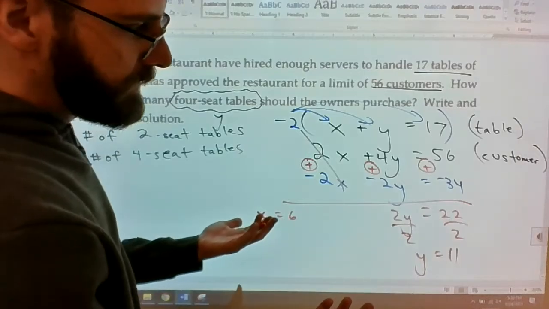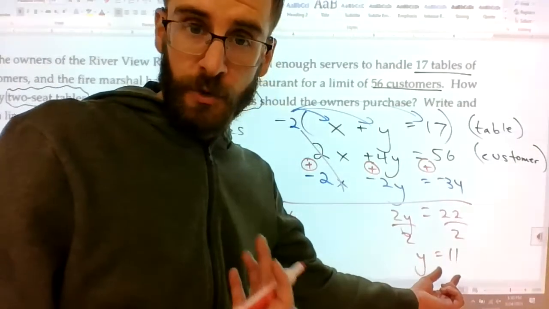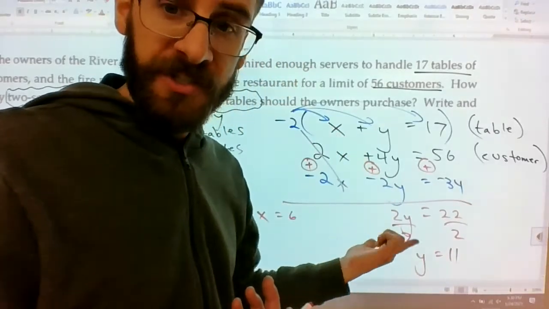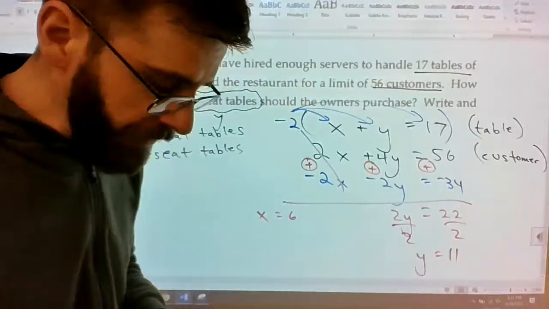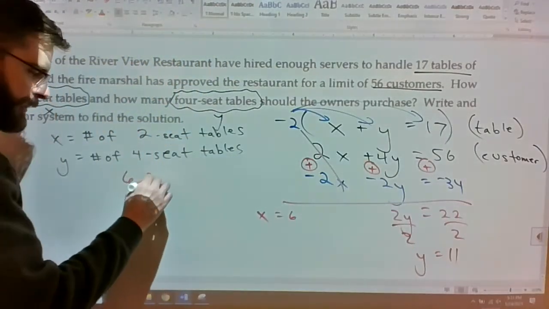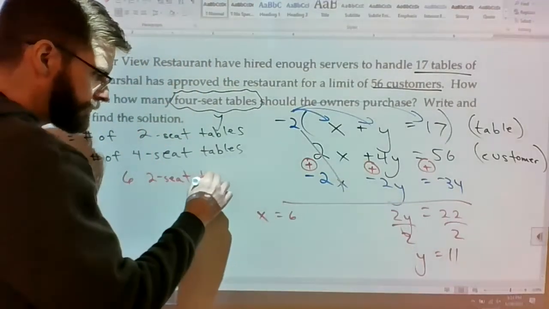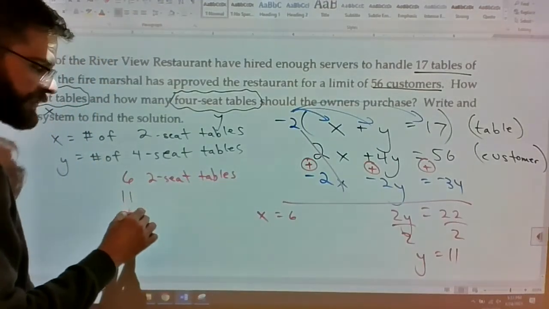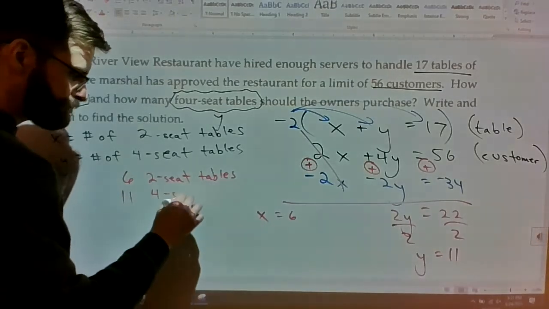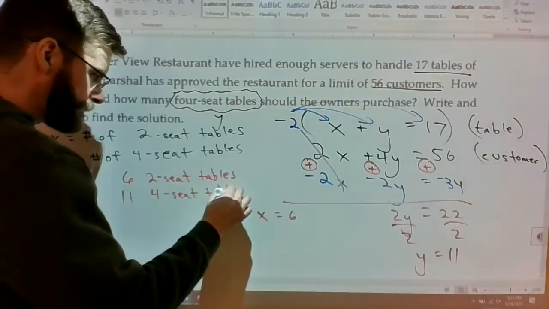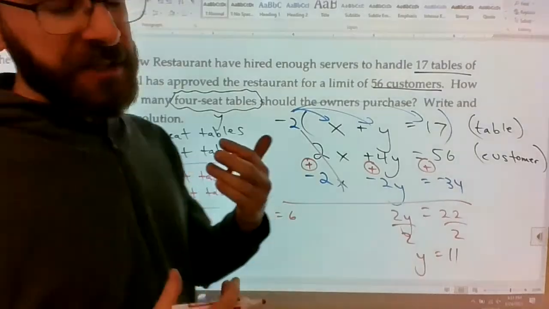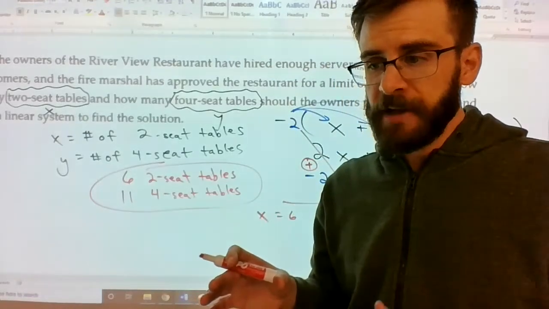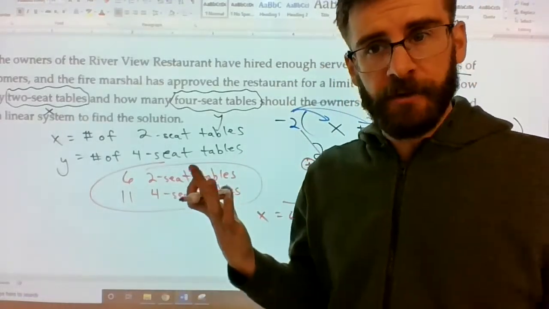But if you need to, do the normal route of take the 11 and plug it into the easiest equation you can use, which is the x plus y equals 17. So your final answer here would be 6 2-seat tables. I guess for the owner of the restaurant, it makes most sense to do 6 2-seat tables and 11 4-seat tables, so that all 56 customers could occupy that space at once after COVID. And yeah, you've got enough servers to handle them.